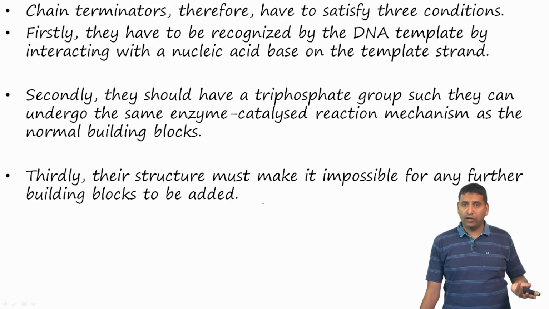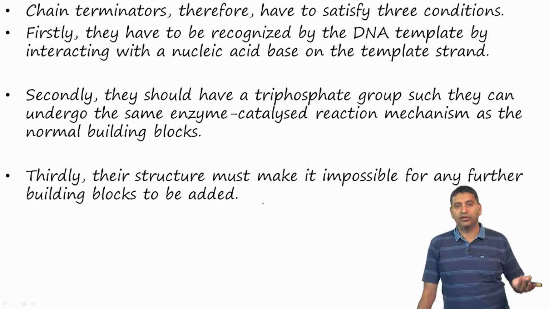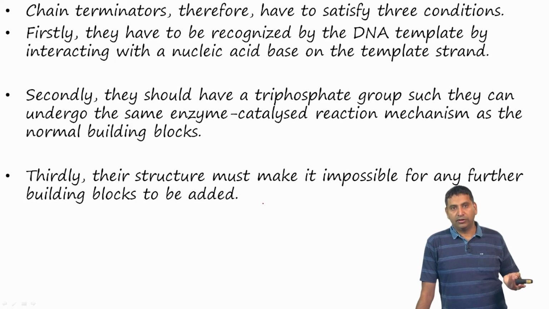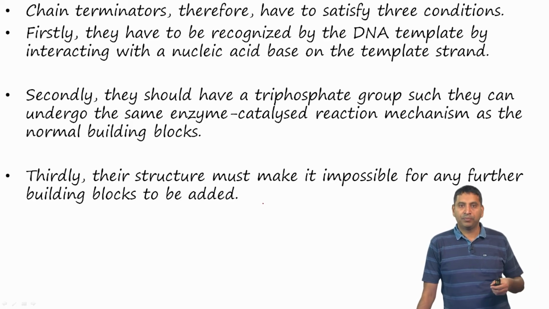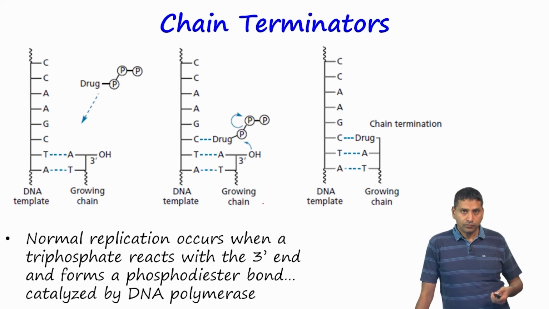Secondly, it should have a triphosphate group, otherwise the reaction does not occur, and therefore, the termination may not happen. And then thirdly, the structure should be such that it should not be possible for any further building blocks to be added. So, all these three criteria have to be met in order to design new chain terminators.